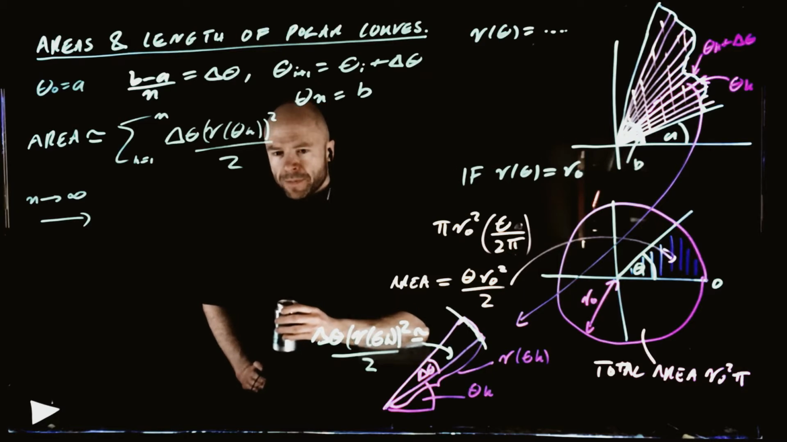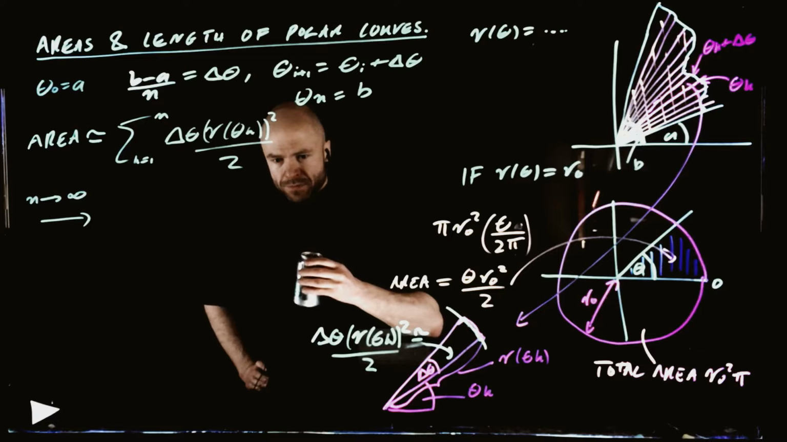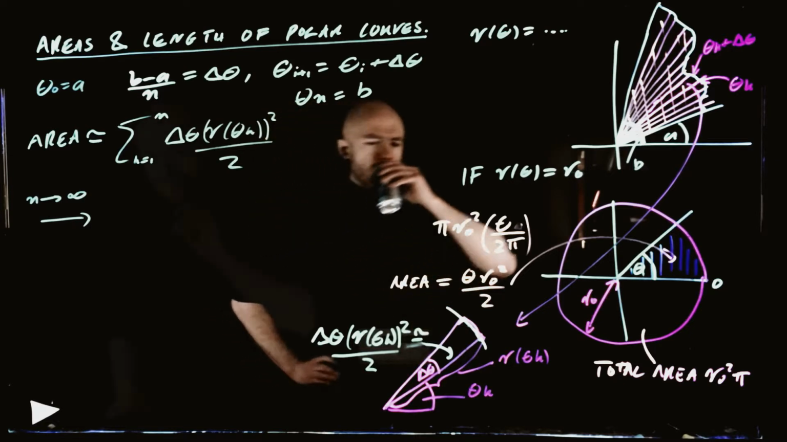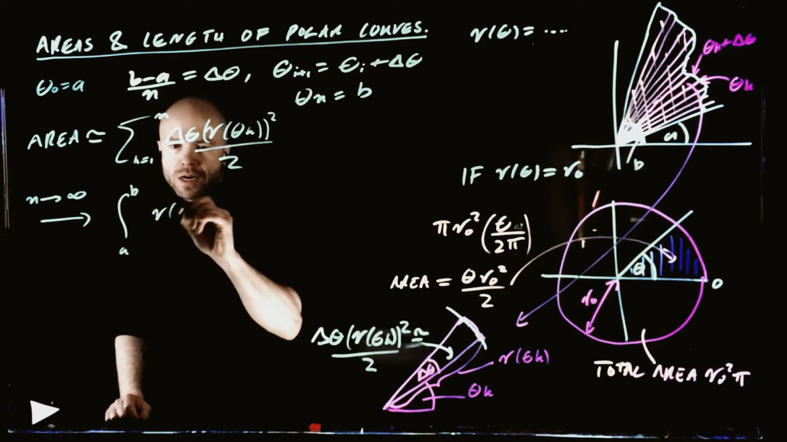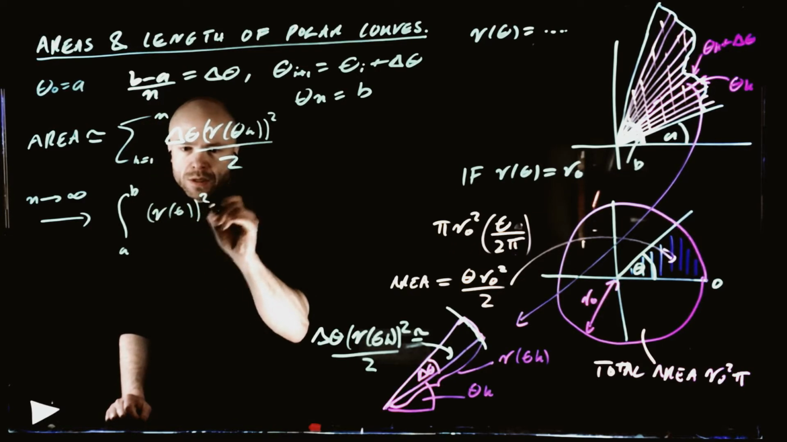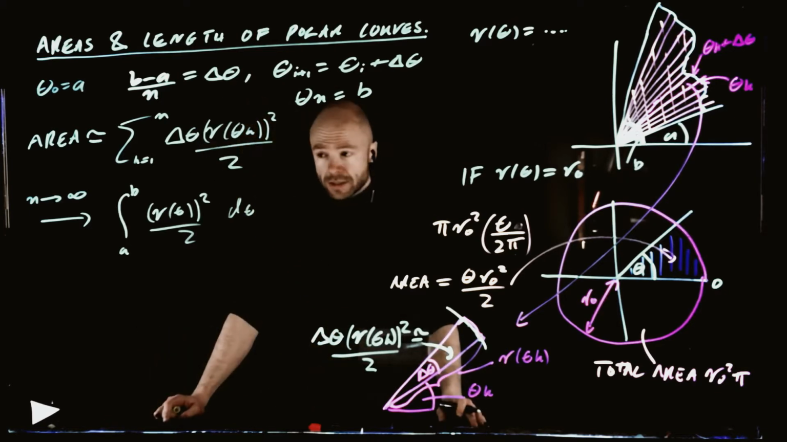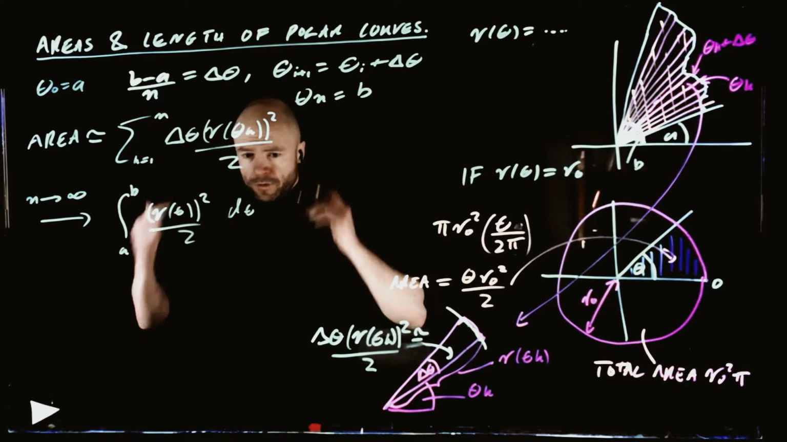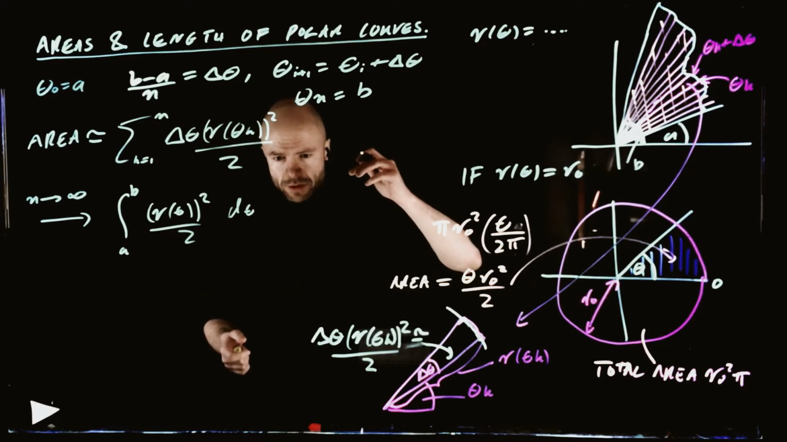It's a Riemann sum, yeah. And what does it tend to? It's going to tend to an integral, yeah? So what integral is this going to tend to? Perfect. The integral from a to b of r of theta squared over 2, d theta, right? And that's the explicit formula, which you can explicitly calculate given any r of theta, right?